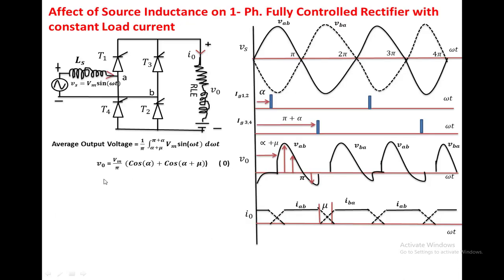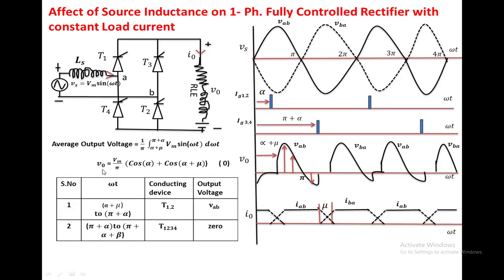For the average output voltage, now we have three expressions. One is V naught equals Vm by pi into cos alpha plus cos of alpha plus mu. We can use this expression if the values of the firing angle as well as the overlap angle are directly given in the numerical. The second expression is used where the firing angle is given, the source inductance value is given, and the value of load current is also given. So then we have to use this formula to find the average output voltage.